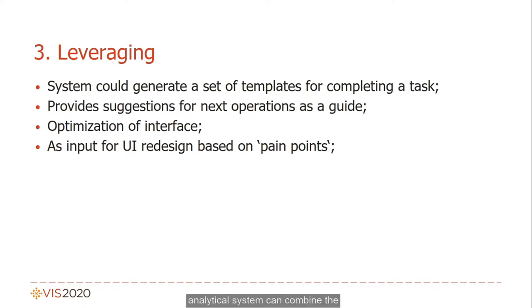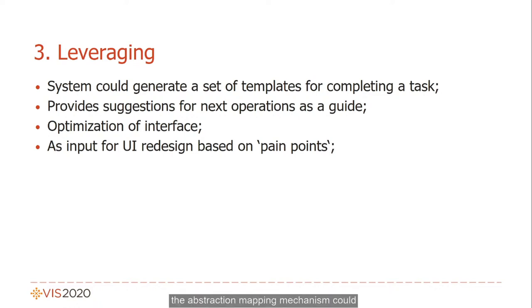Further, an analytical system can combine the knowledge of the user and the history of previous tasks to optimize the visual interface, attempting to maximize the efficiency of the user by hiding unnecessary functionality and focus their attention on the interactions that will enable them to reach their goal.